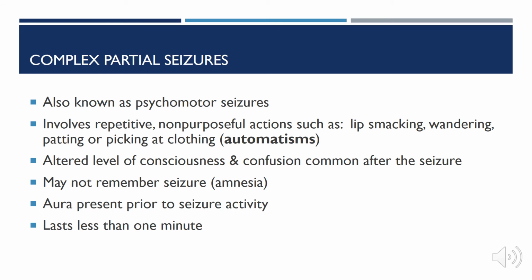Then, complex partial seizures, also known as psychomotor seizures. This involves repetitive, non-purposeful actions such as lip smacking, wandering, patting, or picking at clothing. It's an altered level of consciousness and confusion that is common after seizures, okay? So they're a little out of it after. And then they may not remember what happened, and then they can have an aura present prior to the seizure activity, and it lasts less than 1 minute. So you can see with all the 4 different kinds of seizures, they have their similarities and then they have their differences.